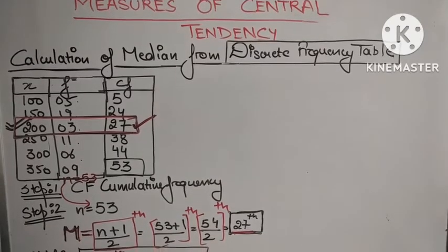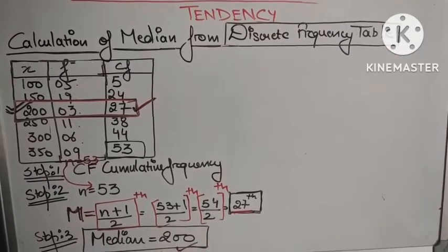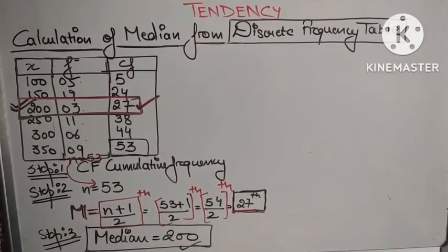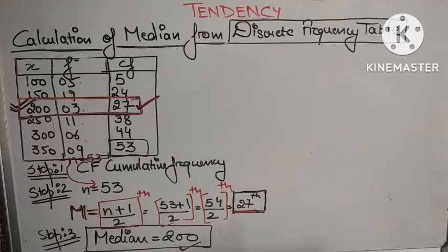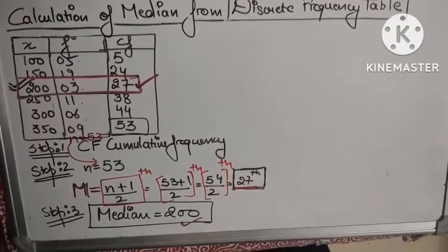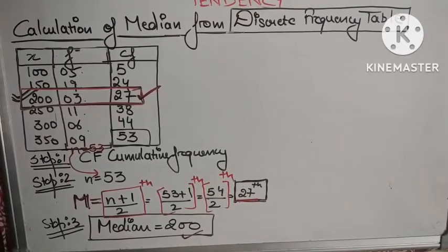Okay, this is not visible to you, sorry, let me just adjust it. Now is it visible? Okay, now this is visible.